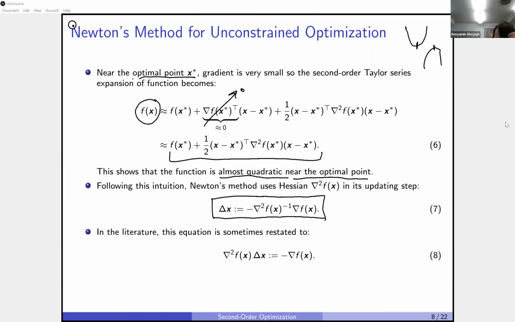Sometimes in the literature, they rearrange this equation 7 and write it as equation 8. From the left, they multiply both sides by the Hessian of the function. So we'll have Hessian times delta x equals, Hessian times Hessian inverse becomes identity, so minus gradient of f.